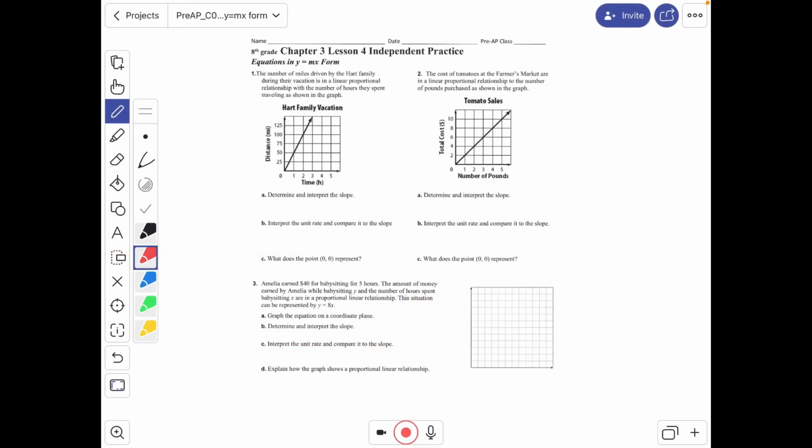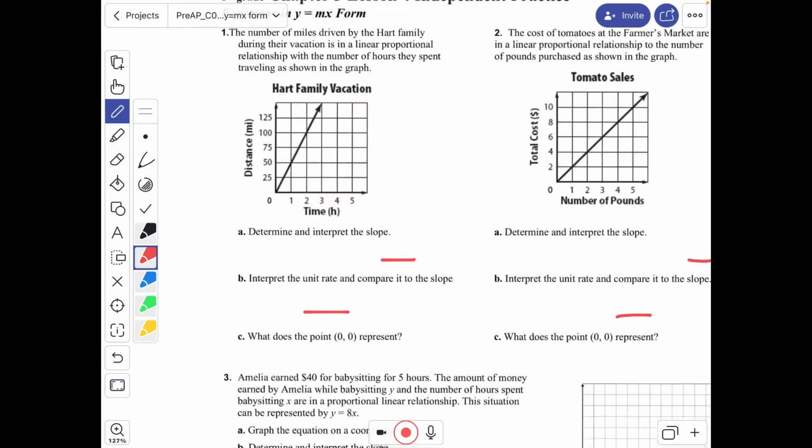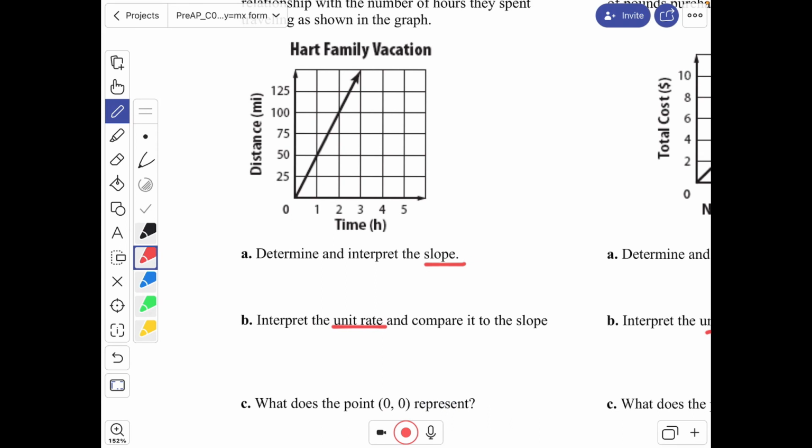Let's look at some of the questions that you're supposed to do today. You're mostly going to be looking at graphs, and you're going to be finding the slope, and then you're going to find the unit rate. And then a couple of the questions ask, what does 0, 0 represent? Yes, I know it's the origin, but what does the origin represent for that graph? So let's look here at this first one.